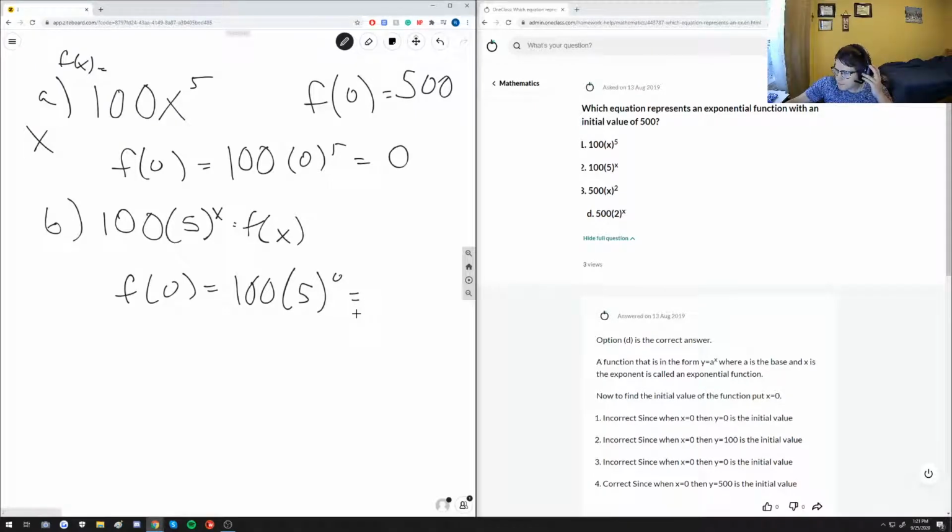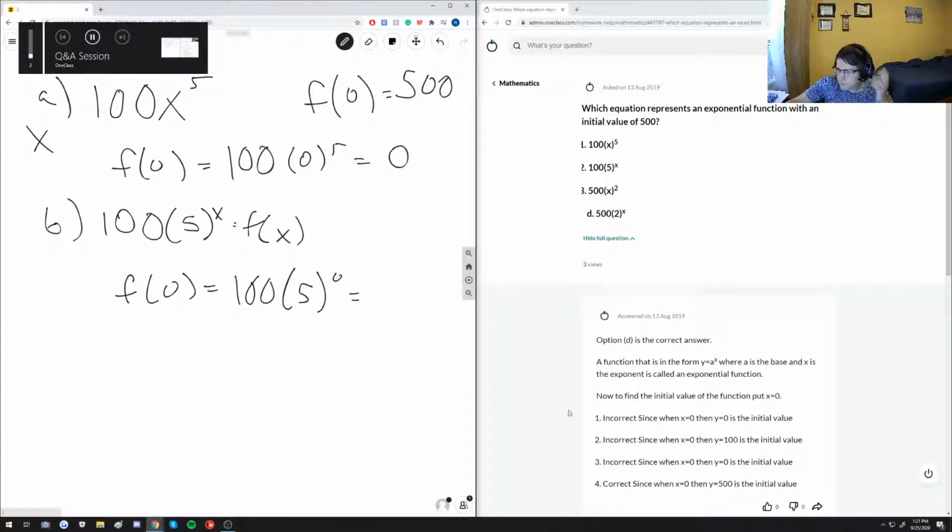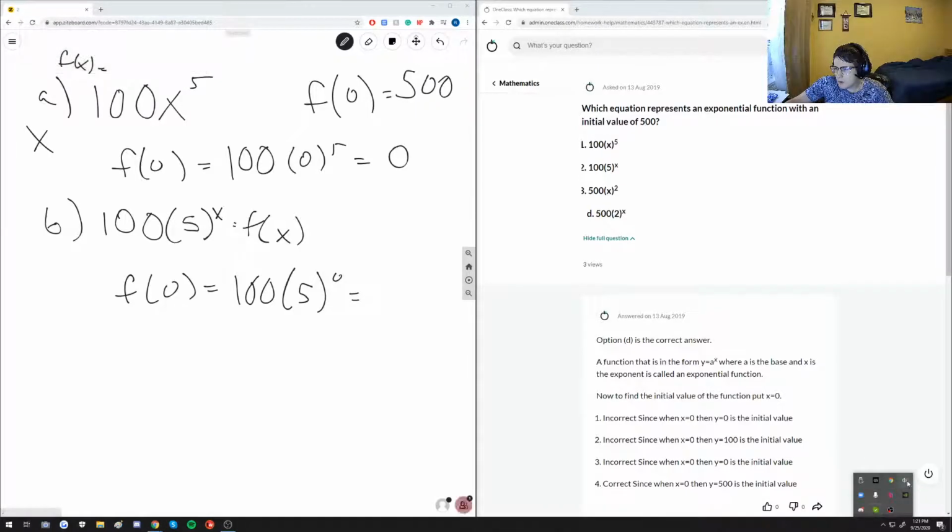Okay. And as we've discussed previously, anything raised to the 0 power is 1, so you just get 100 for this case. Okay? So you get 100, and then that is not 500, so you reject this answer.